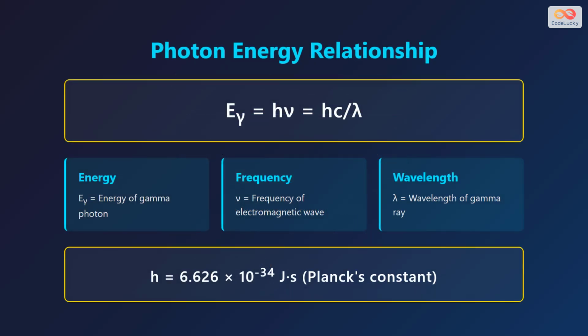The energy of a gamma photon is related to its frequency and wavelength through fundamental equations. The energy equals Planck's constant times the frequency, or equivalently, Planck's constant times the speed of light divided by the wavelength. Planck's constant has a value of 6.626 times 10 to the negative 34 joule-seconds. These relationships connect the energy released during the nuclear transition to the electromagnetic properties of the emitted gamma ray.